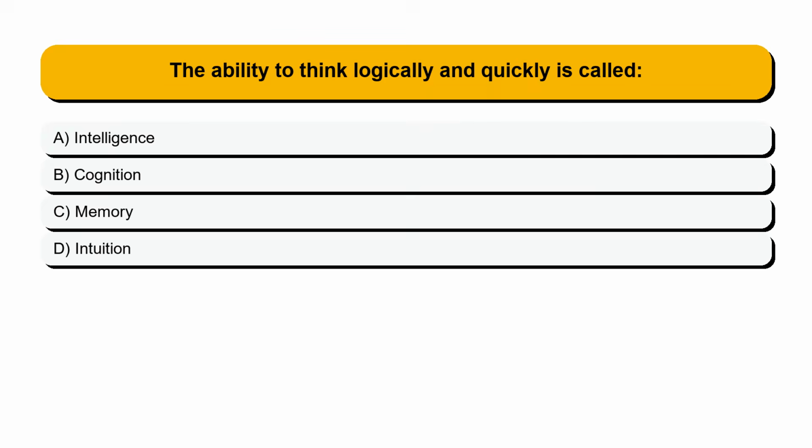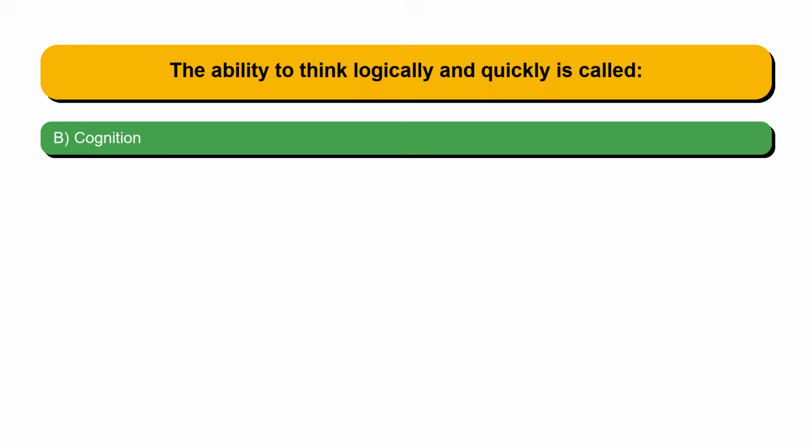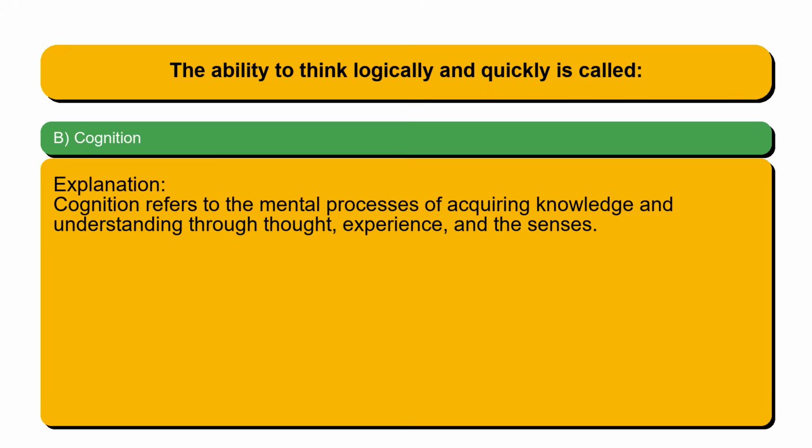Question 43. The ability to think logically and quickly is called: Option A. Intelligence. Option B. Cognition. Option C. Memory. Option D. Intuition. The correct answer is option B. Cognition. Cognition refers to the mental processes of acquiring knowledge and understanding through thought, experience, and the senses.